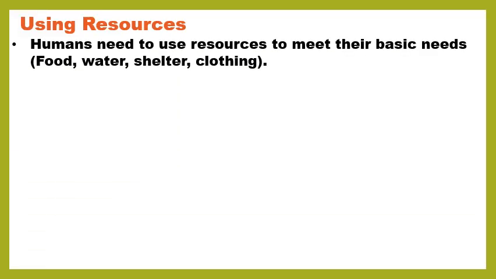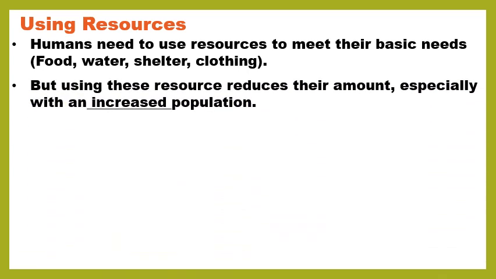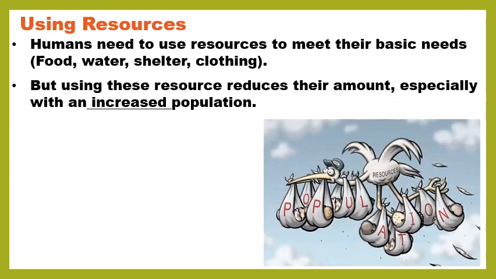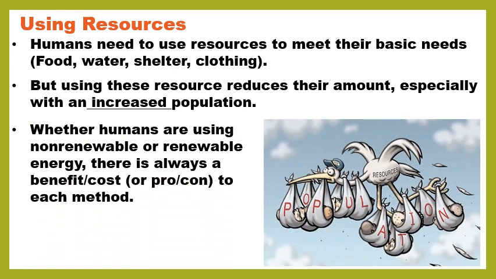All right, let's review a little bit. Humans need resources to meet their basic needs like food, shelter, water, clothing. But using these resources reduces their amount, especially with an increased population. So we've learned that humans are experiencing exponential growth. That means as the population grows, we're reproducing faster, and there's more humans, we need to use more resources. So we're using them faster, and they're going down faster.